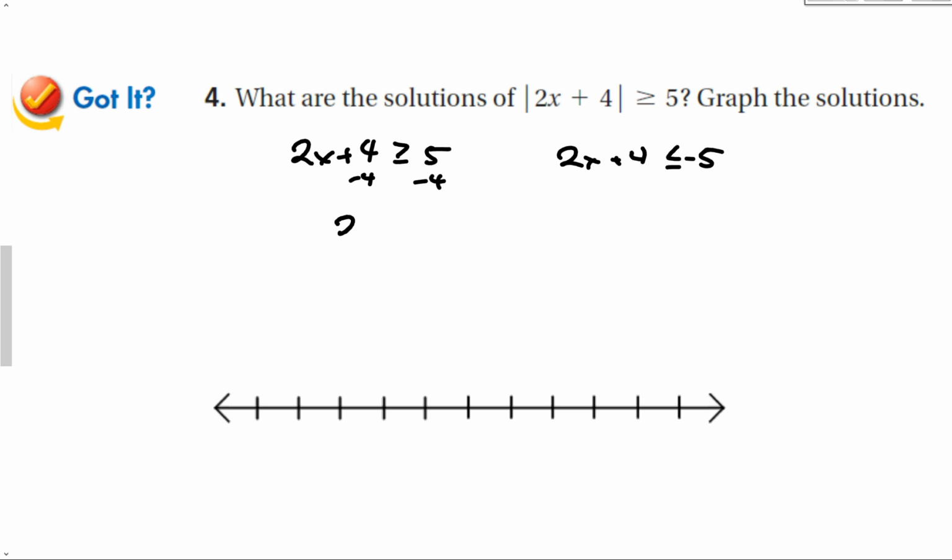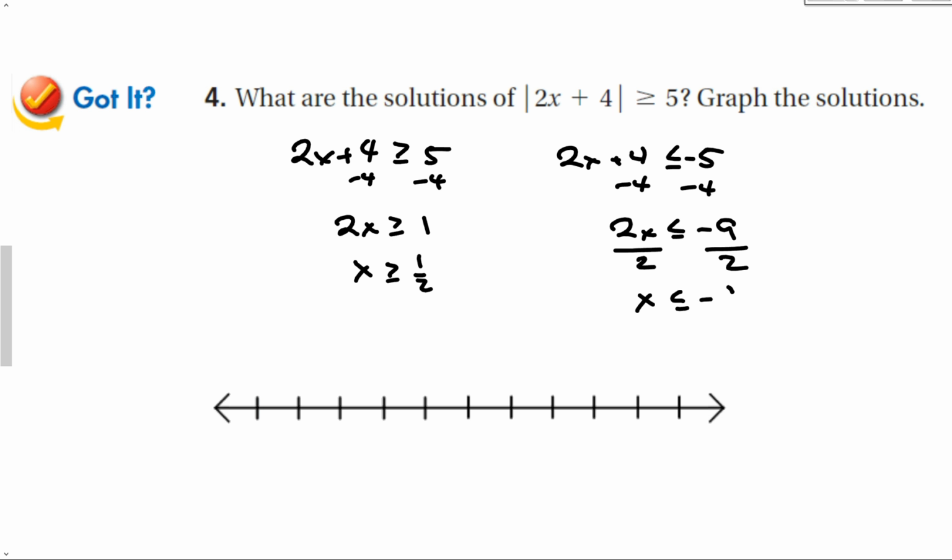Subtract 4 from both sides. 2x is greater than or equal to 1, which means x is greater than or equal to 1/2. It's okay to get fractions, decimals, right? Not going to kill you. And then subtract 4 from both sides. 2x is less than or equal to negative 9. Divide out the 2. And be aware, the rules here still apply that if you are multiplying or dividing by a negative number, you must switch the sign. Here, we're not, but just in case, good to mention. Okay.